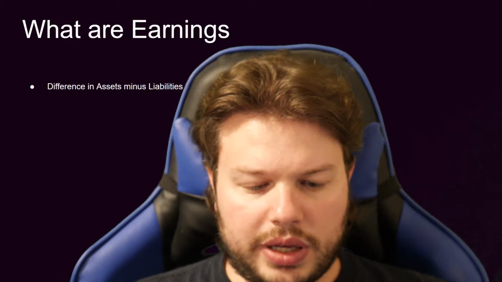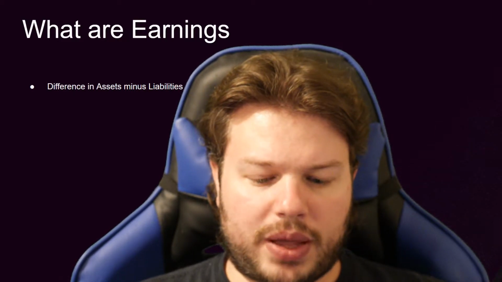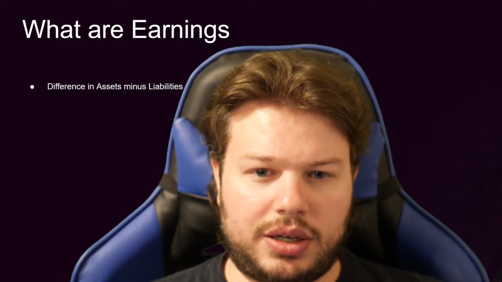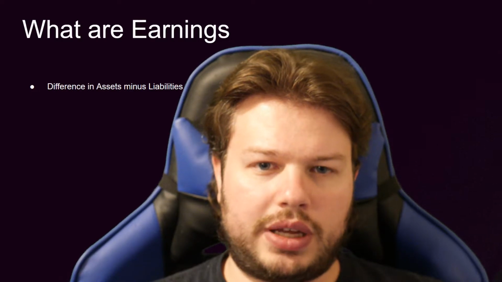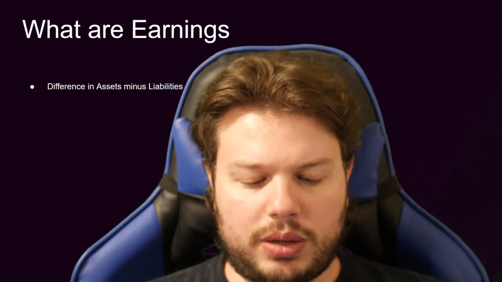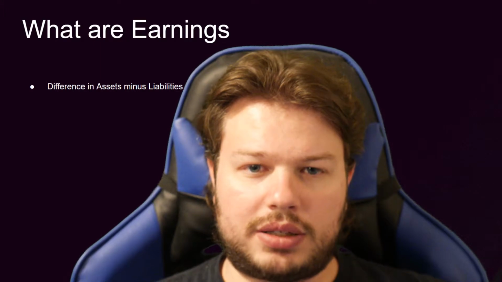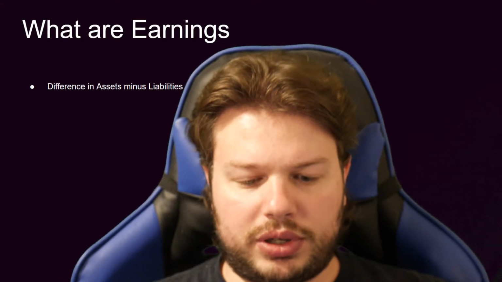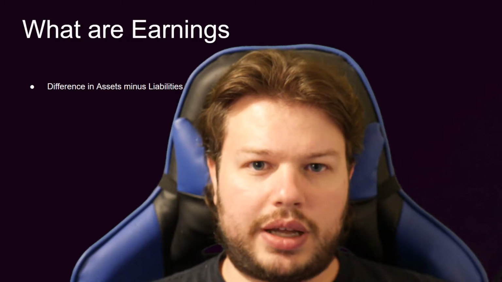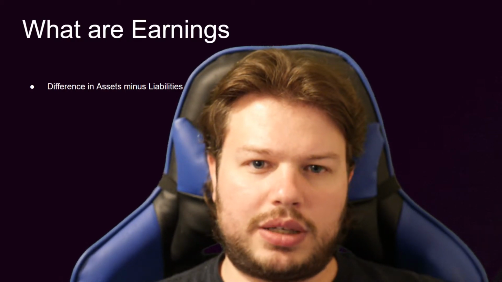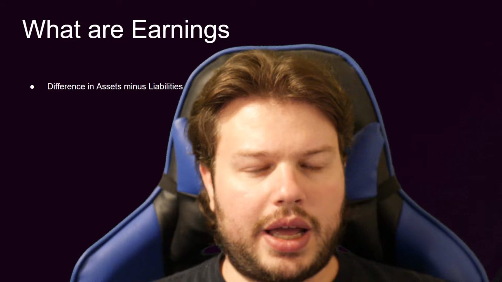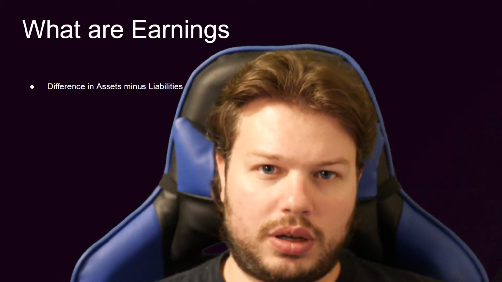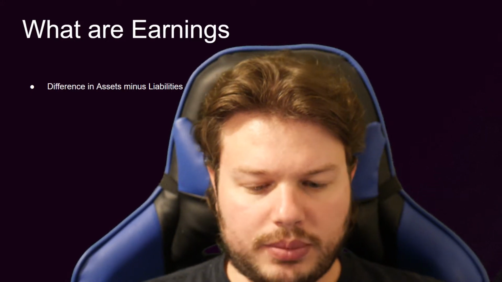So we're looking at the current assets minus the past assets, which gives us a growth in assets. And we're talking about the current liabilities minus the previous liabilities to have a growth in liabilities. And then we just take the difference in assets minus the difference in liabilities, and we have the earnings or the loss, as the case may be.